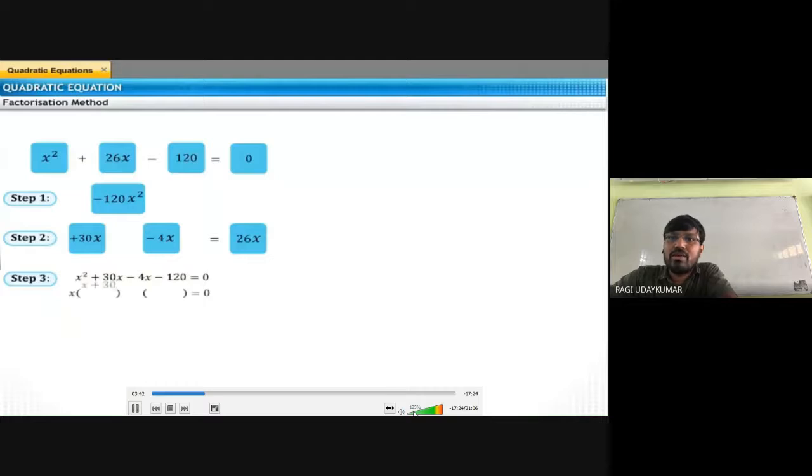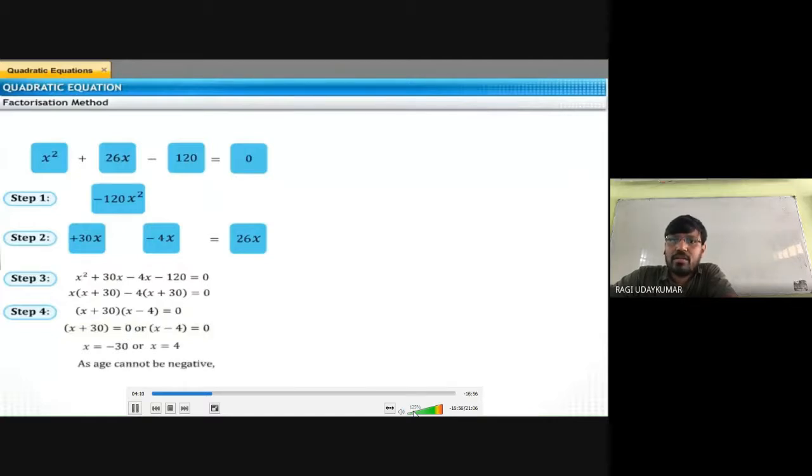0. Now if you take x common in the brackets, x into x plus 30 minus 4 into x plus 30, and from these two, x plus 30 is common. Then in the first expression you get x extra, and in the second you get minus 4 extra. So from this you get x is equal to minus 30 or x is equal to 4. This is the way to do the factorization.